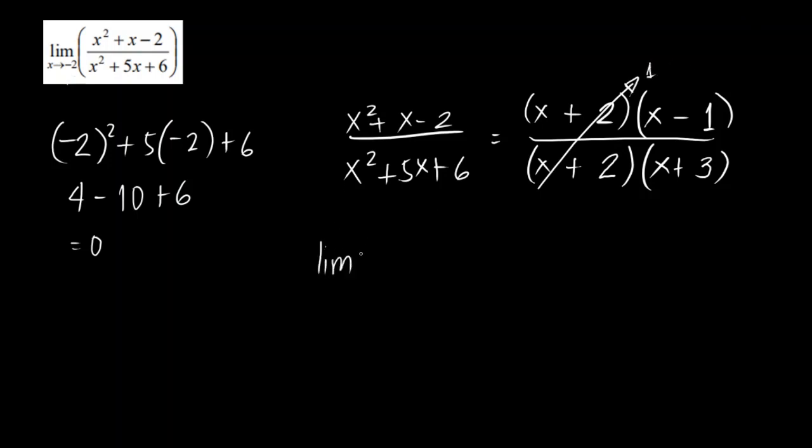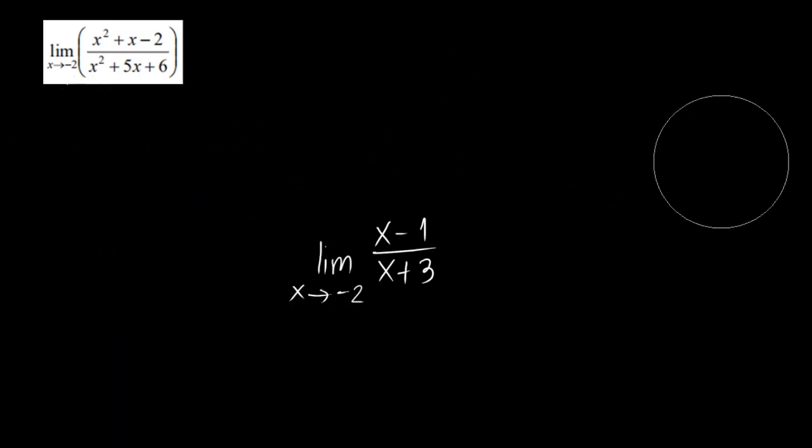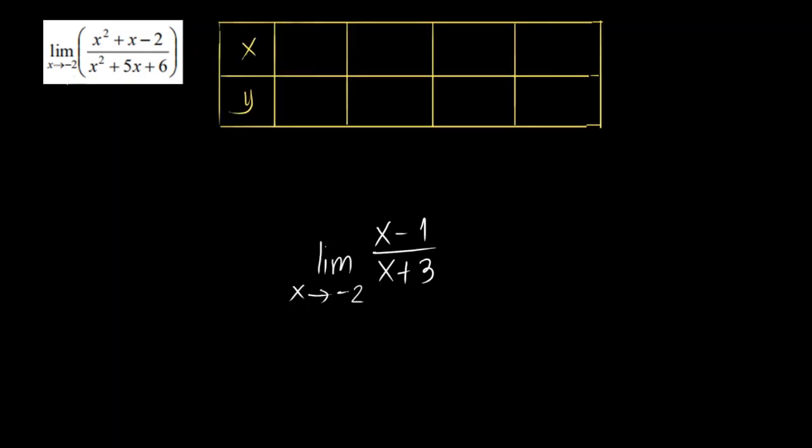We are left with the expression, the limit of x minus 1 over x plus 3 as x approaches negative 2. Just to be sure, if we substitute negative 2 here, that's negative 2 plus 3, which is not equal to 0. So, yay! This is the expression we will use for our table now. Let's erase this to make room for our table.